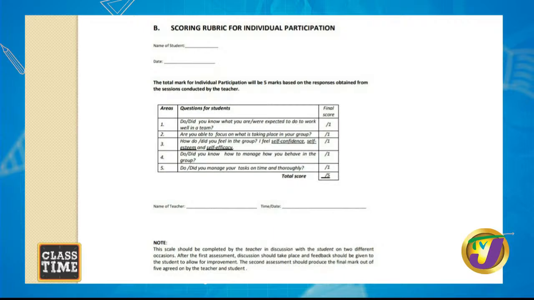So, the individual participation measure. Remember, I mentioned this last week that you're graded on how you work together as a group. Basically, this will be an interview that your teacher will do with you twice. And notice the things that you will be asked, so get ready to show how these things come out. So you'll be asked if you knew about what you were supposed to do and if you knew that you were supposed to work with a team. Yes, you do, because I told you so.